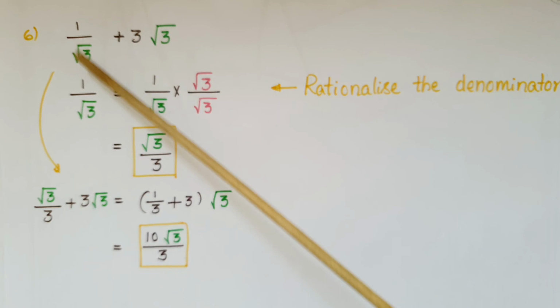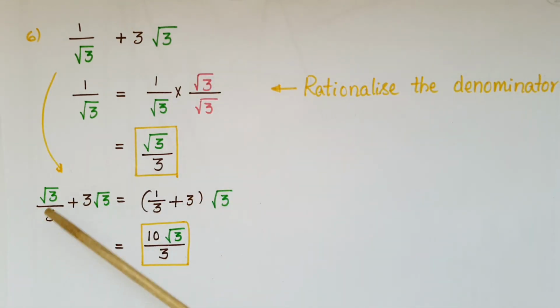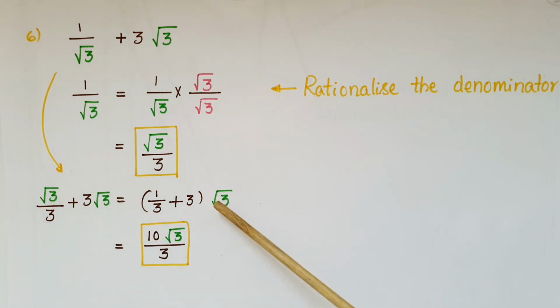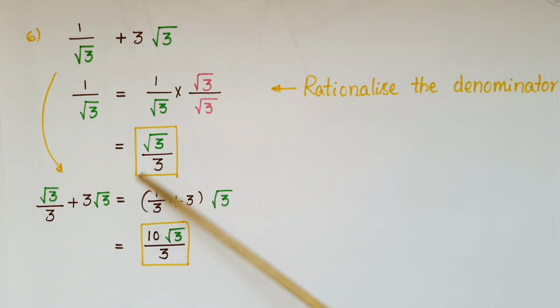Now here 1 by root 3 plus 3 root 3 is equal to root 3 by 3 plus 3 root 3. So here root 3 is common in these two numbers. So take out root 3 as common, and the remaining values here are 1 by 3 here and plus here 3. So 1 by 3 plus 3, that is 3 3s are 9, 9 plus 1 is 10, 10 root 3 by 3.